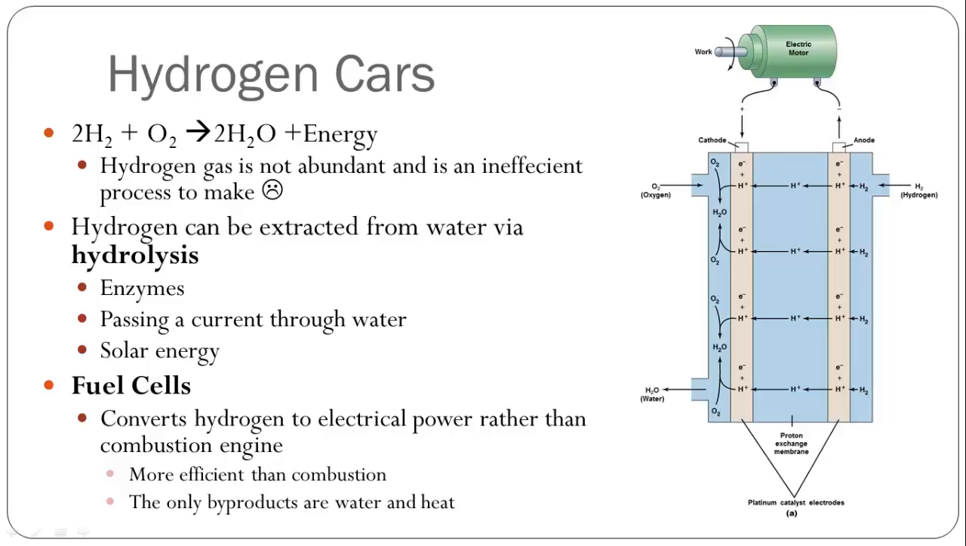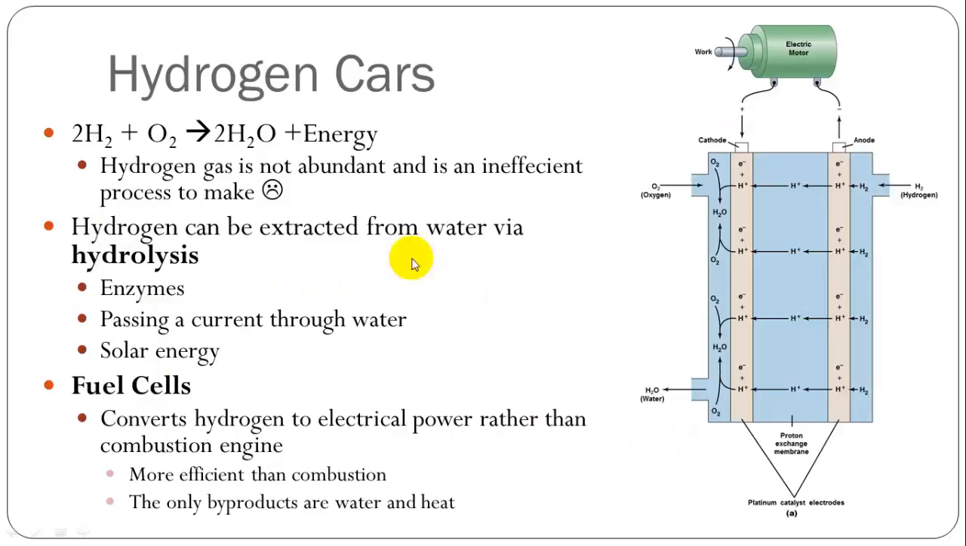All right, one other one we're going to talk about is hydrogen cars. So you can condense hydrogen gas, combine it with oxygen, and it will form water and energy, and you can use that to power your car. The problem is hydrogen gas is hard to put in a form that is usable. You can, through a process called hydrolysis, using enzymes or passing the current through water, using solar energy, make hydrogen gas, but it's highly inefficient. And in fact, if you use solar energy just to make batteries, you would get a lot more out of it than trying to make hydrogen.